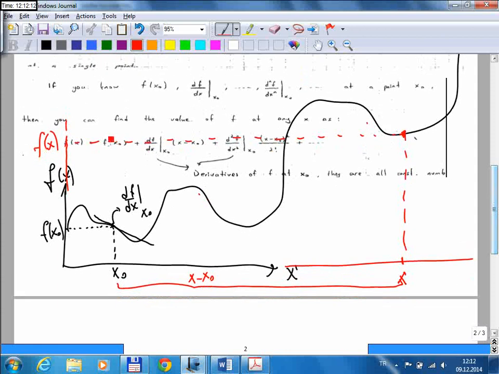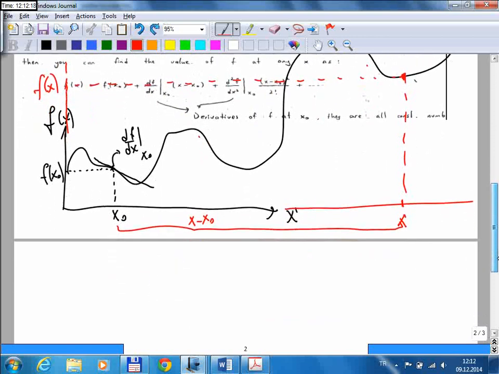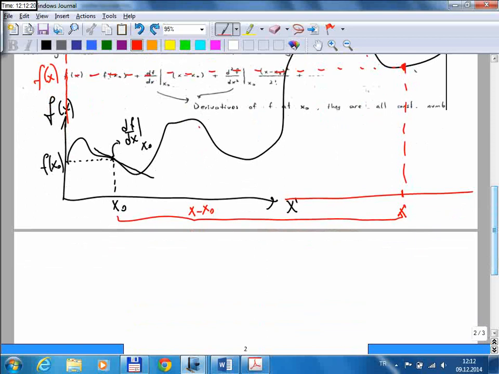If you look at what this Taylor series is, it's nothing but a polynomial, right? And by adding terms to the Taylor series, you're increasing the degree of the polynomial.